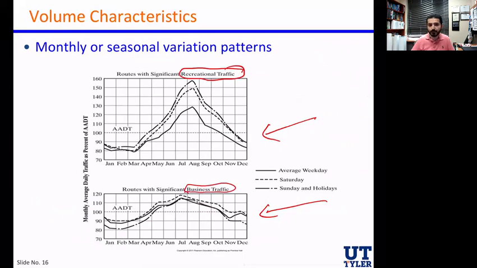So what do we observe here? First of all, for the recreational traffic, we could see that there is mainly a big, very high peak during certain months of the year. We have a high peak here, let's say from July till August. This is summertime, which means this location has good weather.